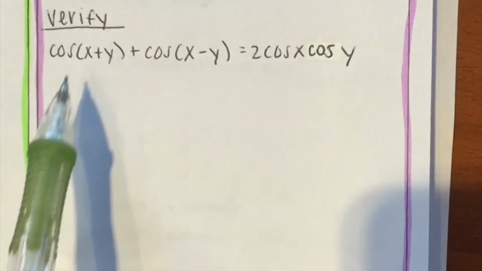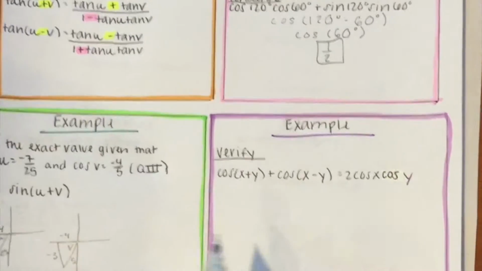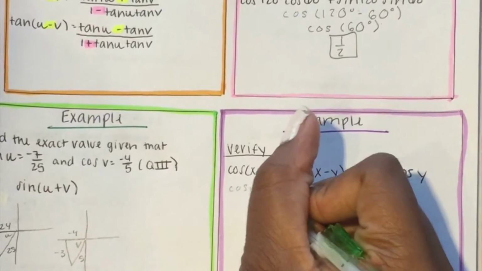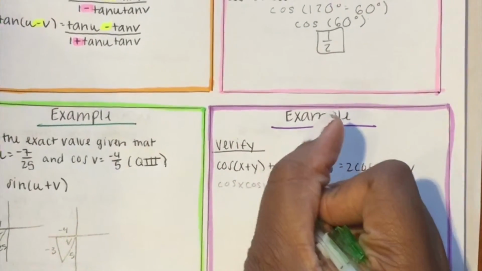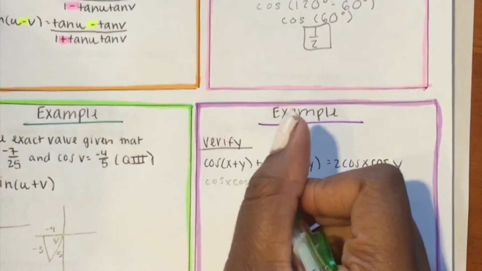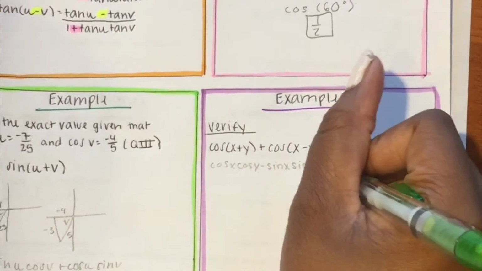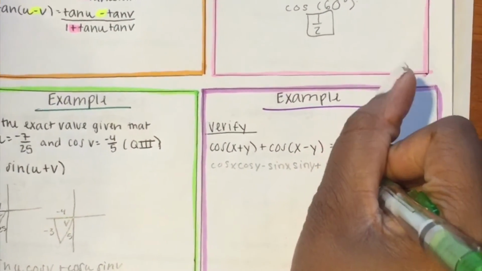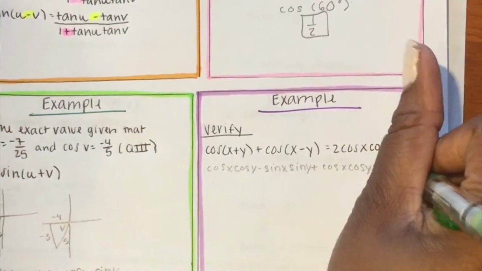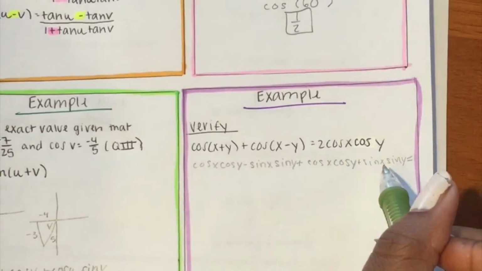So what we're gonna do is figure out which one of these equations I can plug in to make this equal this. So for cosine x plus y, I'm just gonna do cosine x cosine y minus sine x sine y, and then I'm just going to do a plus here and put it right there. And I know that cosine x minus y is equivalent to cosine x cosine y plus sine x sine y, and I'm just going to put an equals to remind me that this is this side of the equation.